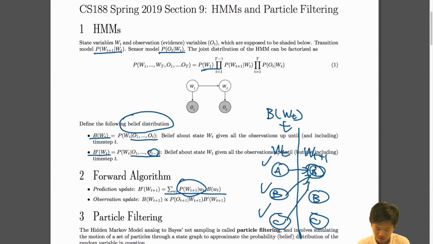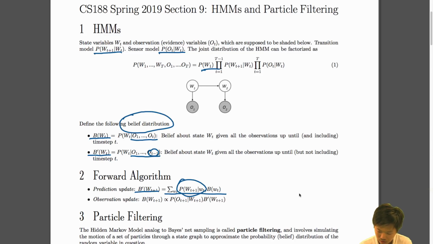So basically now if I want to query the belief distribution for A at time step t plus 1, I'm going to take the B of A over here at time step t, but we are taking the transition probability here as the bridge to cross over. Then we'll sum over all the possible values for the hidden state at the current step, and that's how we get B prime for the hidden state at time step t plus 1.